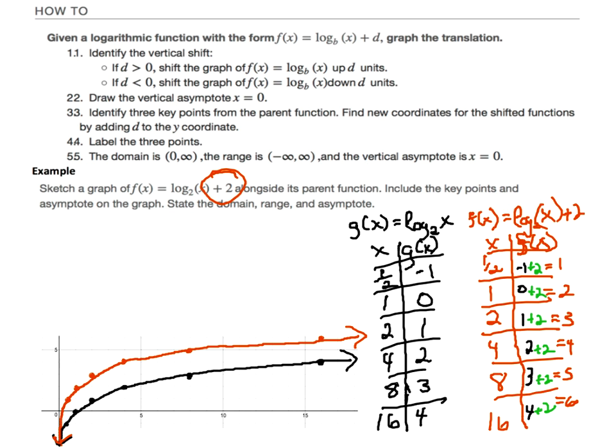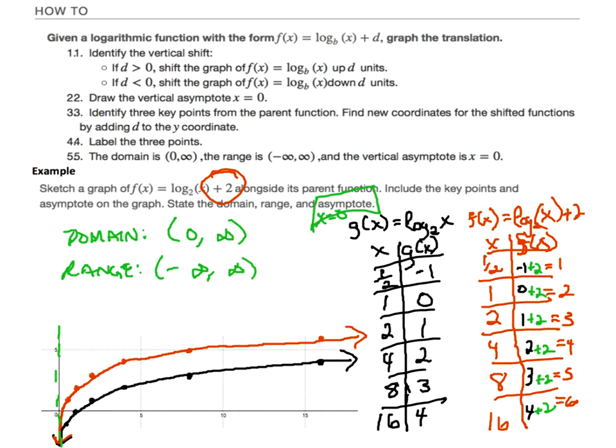But you can see this whole thing has been shifted up 2. Okay, so vertical asymptote at x equals 0. My domain has not changed from the parent. It's 0 through positive infinity. And my range is always negative infinity to positive infinity with logarithmic functions.